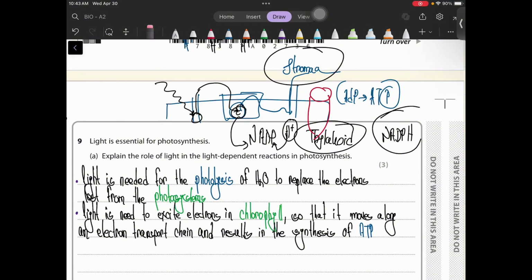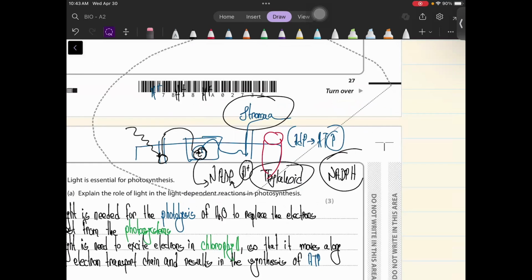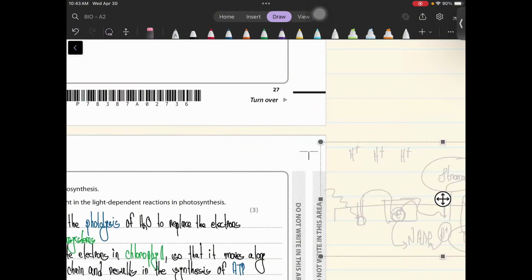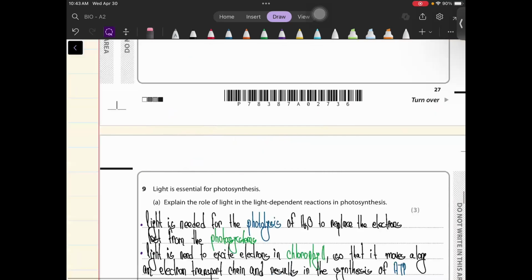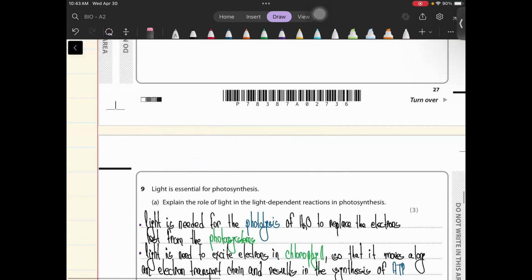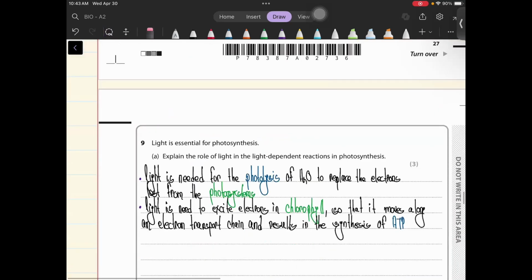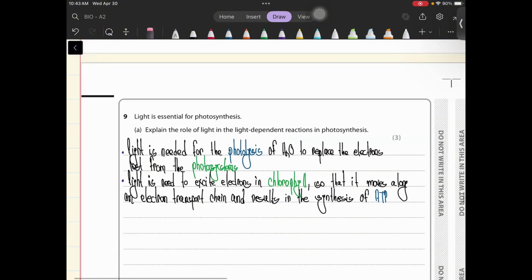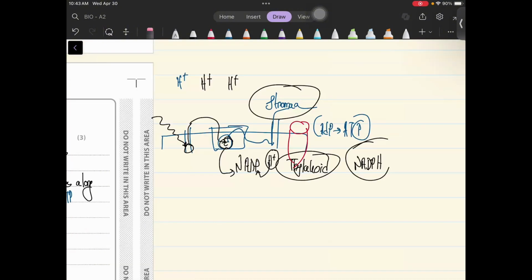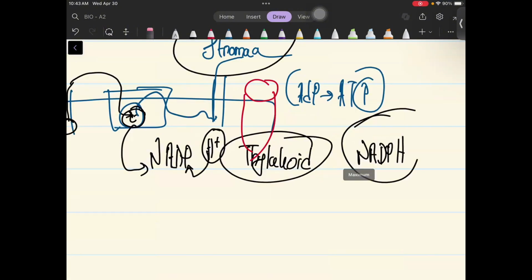So this is the entire process of the light dependent stage of photosynthesis, and I have written it down over here. Why do we need light for this reaction? This represents the entire process of the light dependent reaction, and the ATP that I said is produced is needed in the light independent reaction that takes place in the stroma.